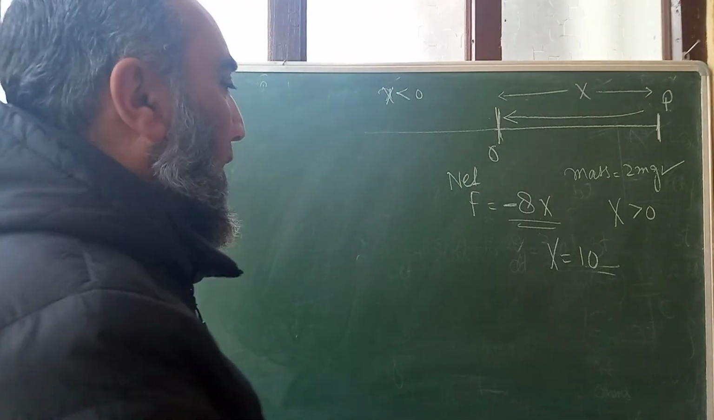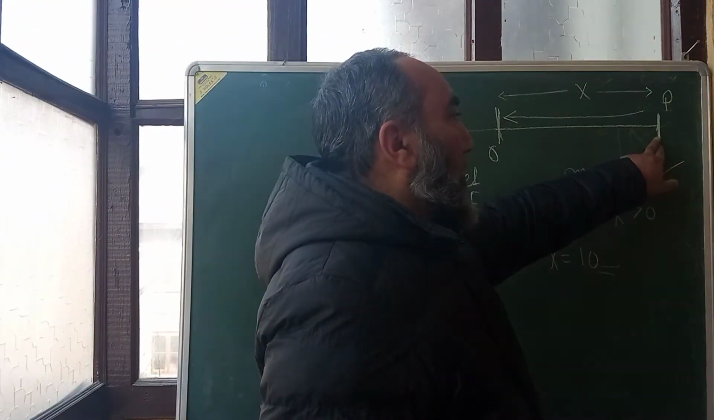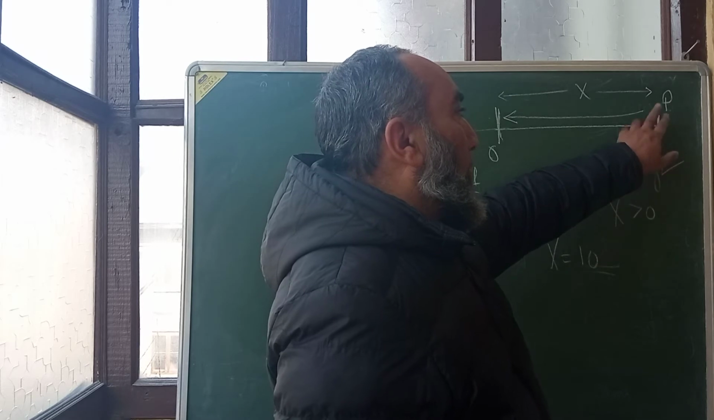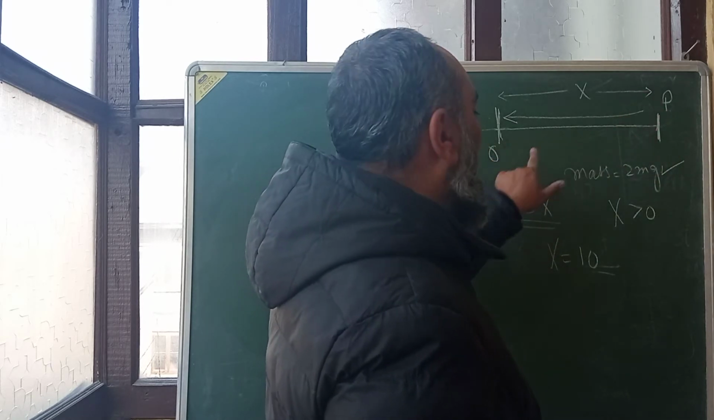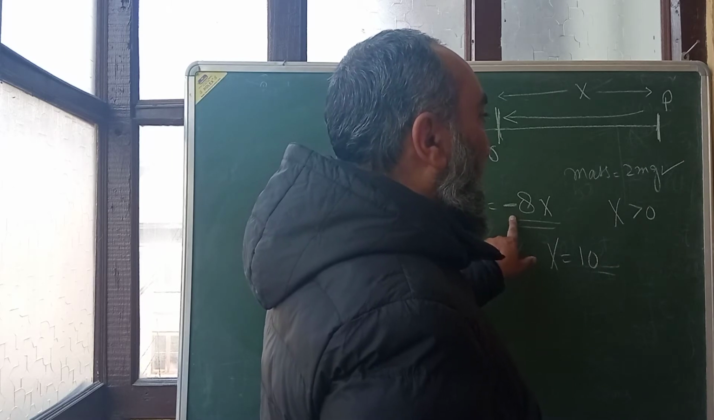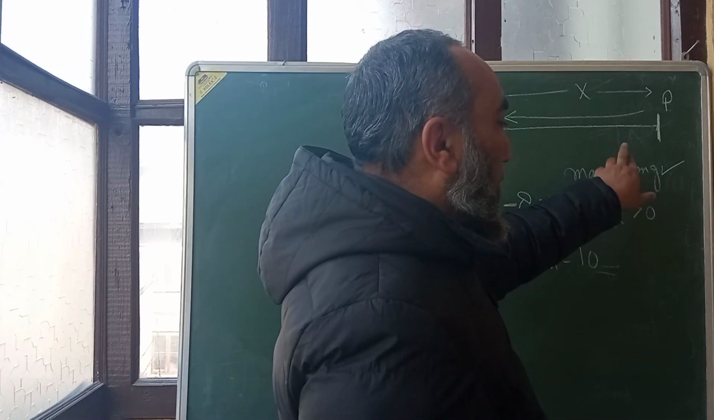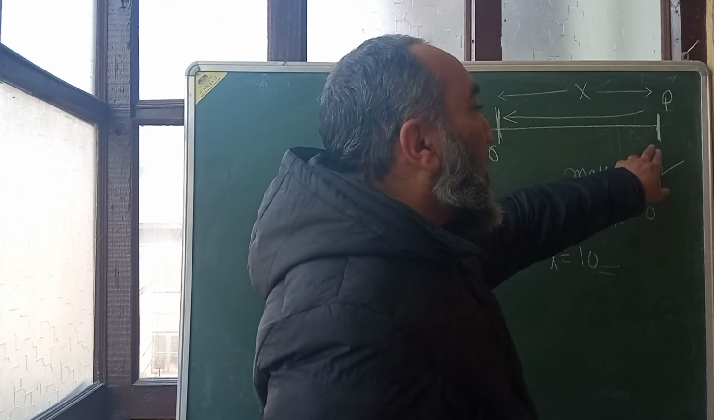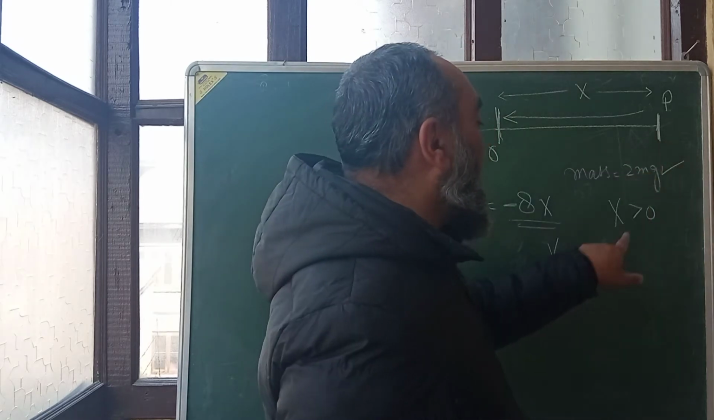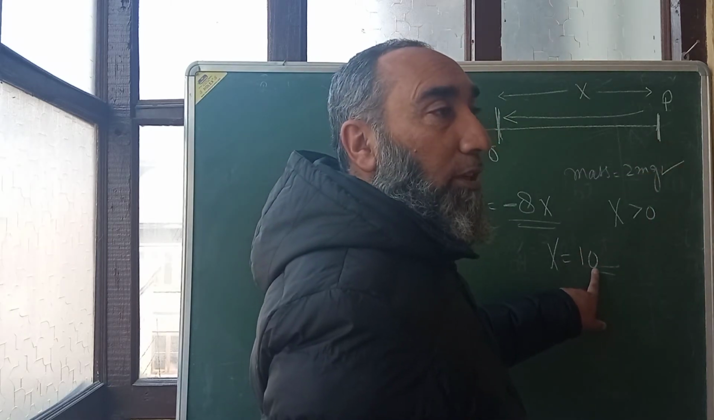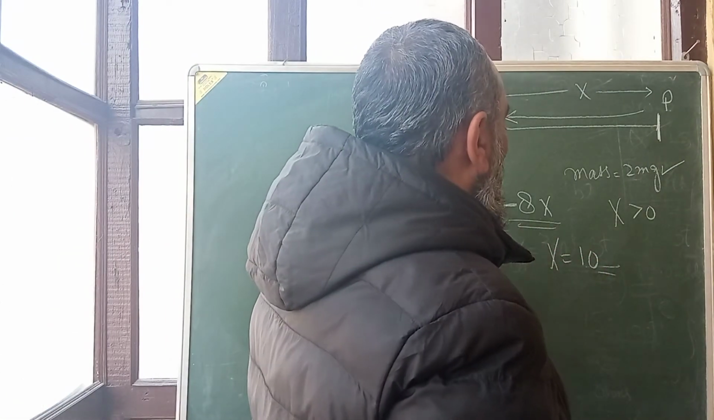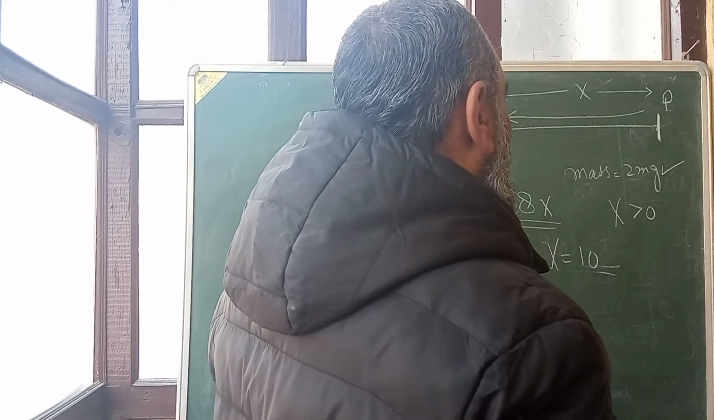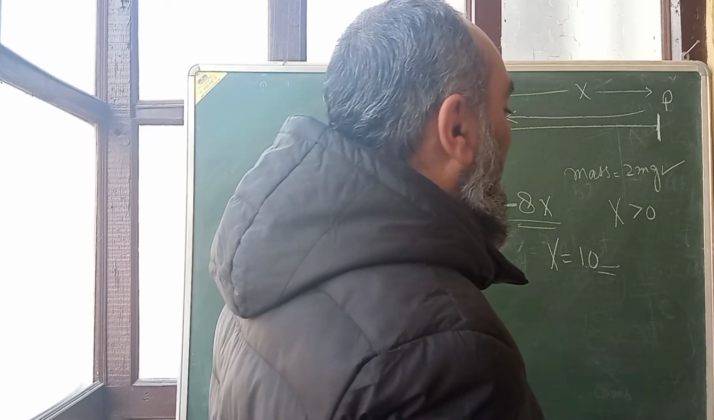If a particle P is attracted towards the origin with a force numerically equal to 8x, and at t equal to 0 it is initially at rest at x equal to 10, that is, x0 is equal to 10, you have to find x at some subsequent time t.